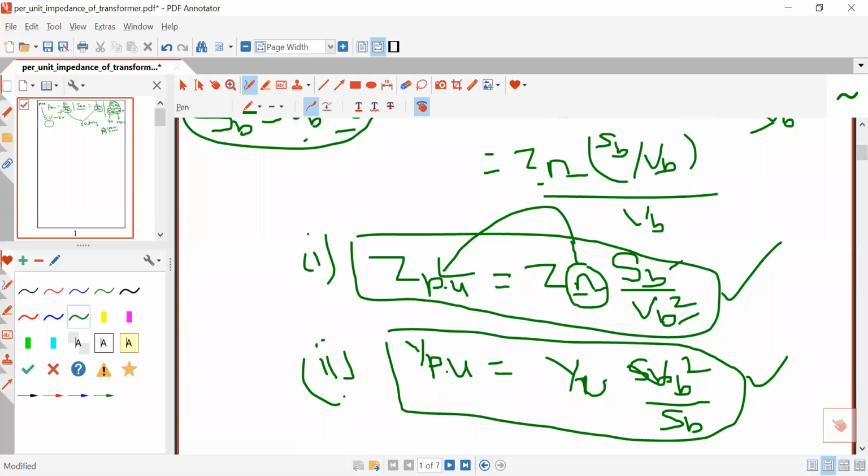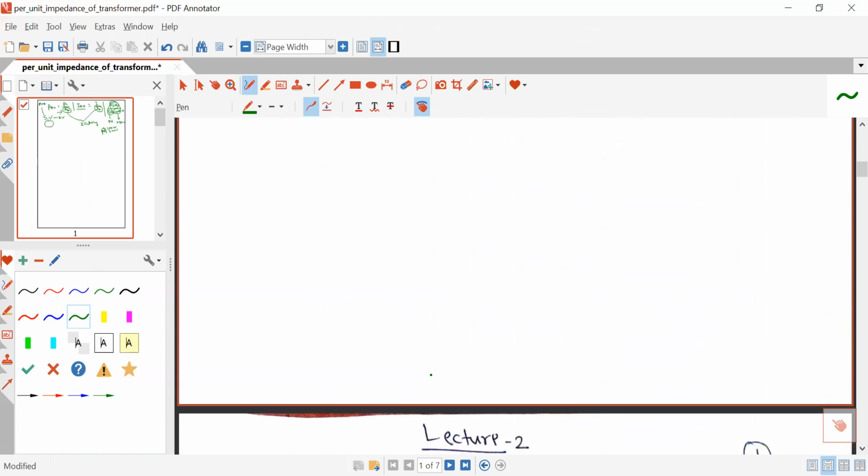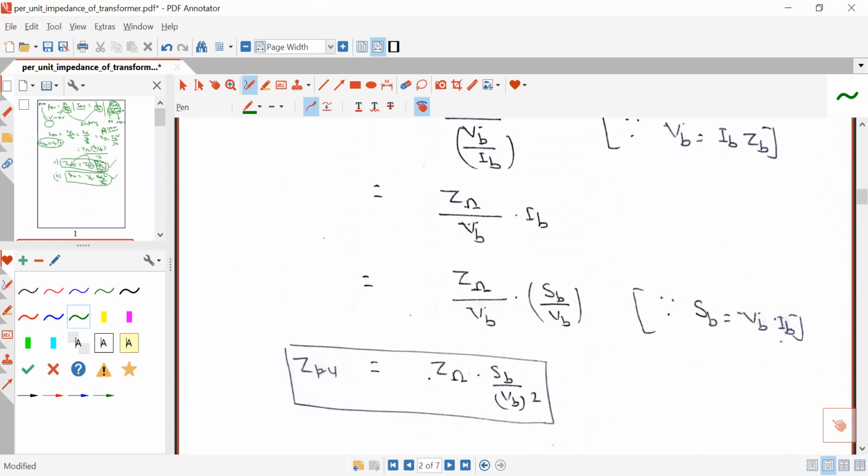And the second thing you must remember: as the base value changes, as the values of SB and VB change, the per unit value of impedance or per unit value of admittance will change. This is very important. As the base value will change, per unit value will also change. And it is often required in the analysis of power system. You have to change per unit system from one base to another base.